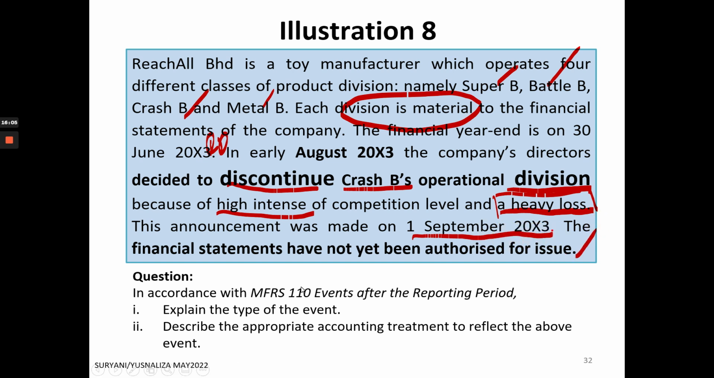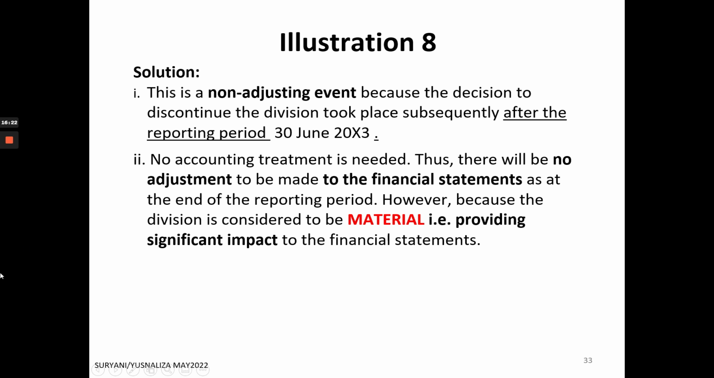So in accordance with MFRS 110, you are asked to explain the type of the event and describe the appropriate accounting treatment. There are no figures for you to adjust, if you can see, and this is one of the reasons that it is also a non-adjusting event. So why is it a non-adjusting event? Because the decision to discontinue the division only took place subsequently after the reporting period. So there was no condition that existed as at the end of the reporting date, 30th of June 2003. The decision only arose after the reporting date.